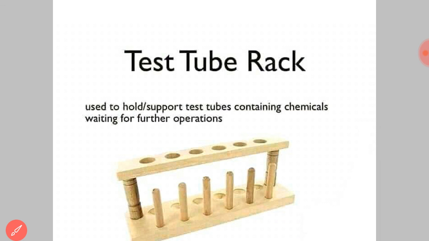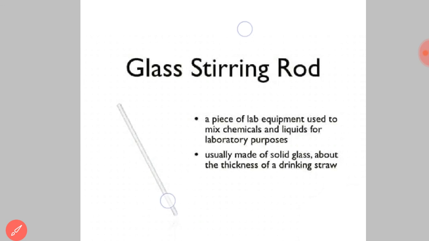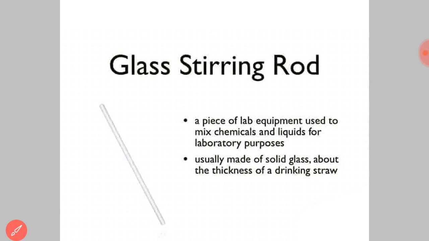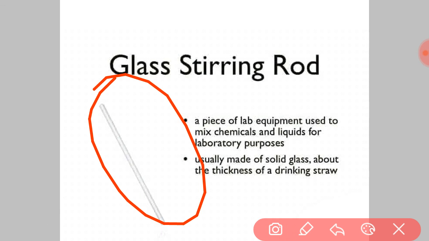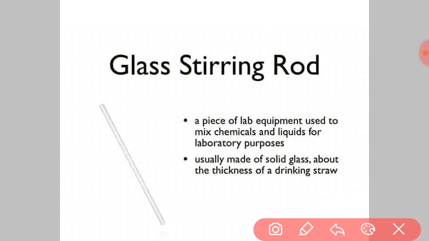Okay, our next apparatus is the glass stirring rod. Generally a simple rod-like structure which is used for stirring. It is a piece of lab equipment used to mix chemicals and liquids in the laboratory. Basically in the laboratory you mix chemicals with the help of stirring. It is usually made of solid glass, about the thickness of a drawing pencil.